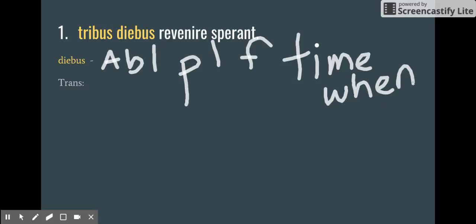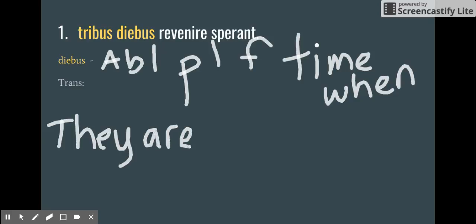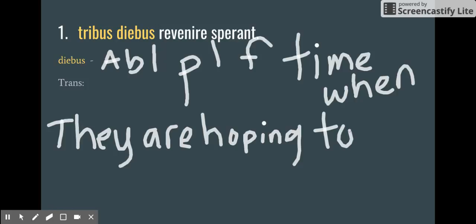So the translation. We're going to start as usual with our verb sperant, which comes from spero, to hope, and it's third person plural and present tense. So they hope, or here actually maybe they are hoping. And then we have complementary infinitive, revenire. They're hoping to return.